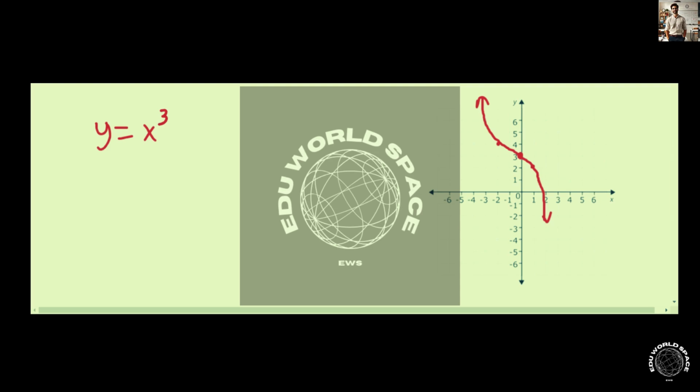So if we substituted 0 for x, we'd still get 0. When we plug in 1, 1 to the third is 1. When we plug in negative 1, we get negative 1. So remember, our y equals x to the third graph looks something like this. So now we need to see, how do we get this new graph?